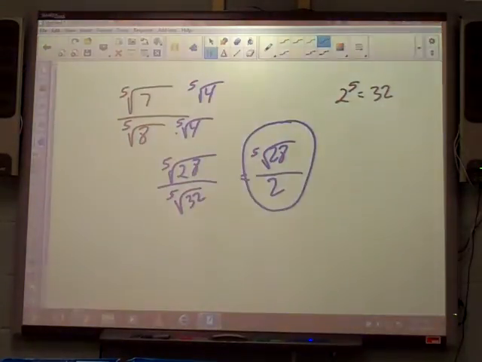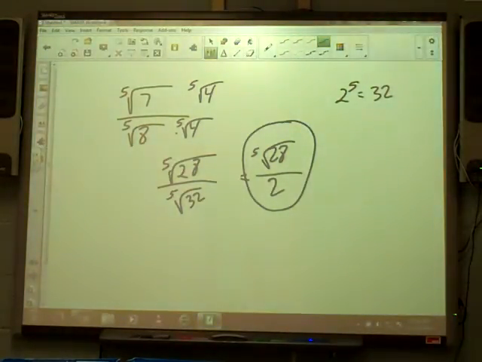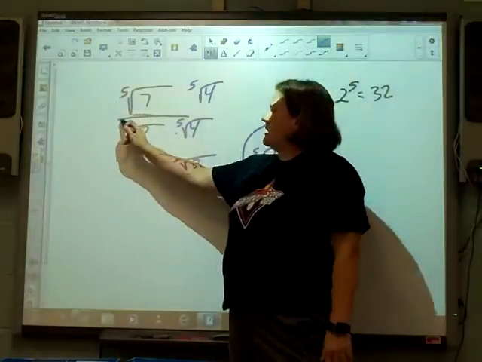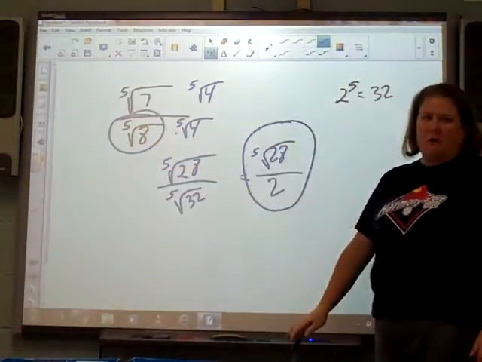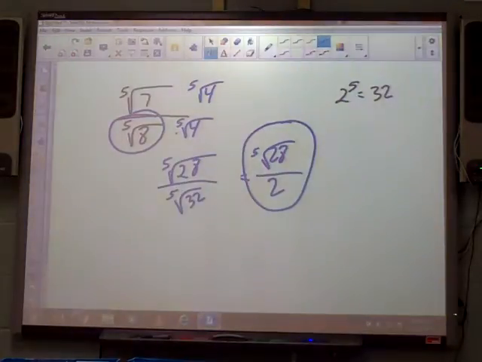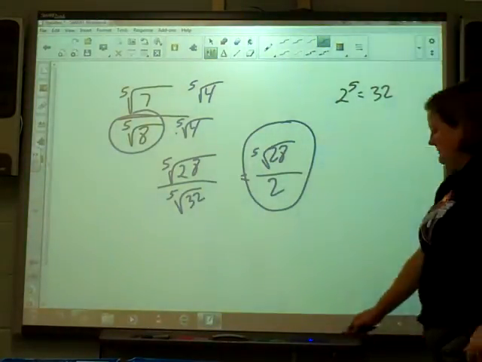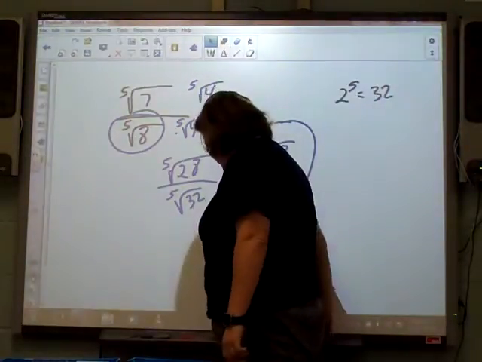Now, that radical that was on bottom was just one term. It started off as just a monomial there. When it gets a little bit different is if it's a binomial. We've got to multiply by the conjugate. So let's look at one of those.